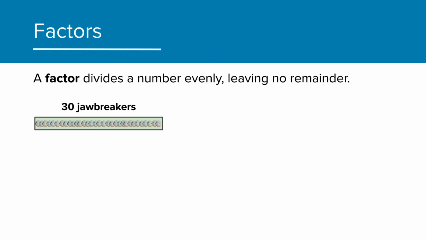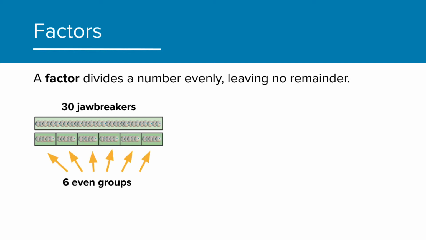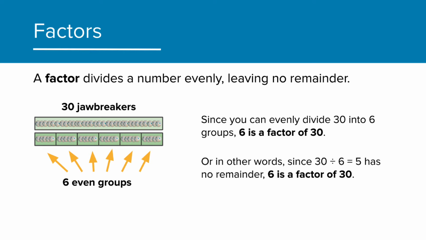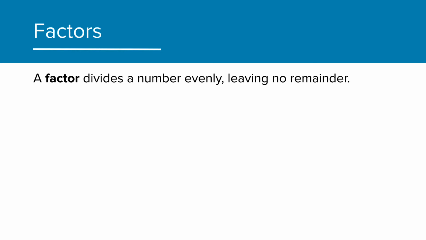Or we could group the 30 jawbreakers into 6 even groups with none left over. Since we can evenly divide 30 into 6, or since we can say 30 divided by 6 is 5 with no remainder, again we can say 6 is a factor of 30. Okay. So let's look back at our task of finding the options to evenly bag the jawbreakers.